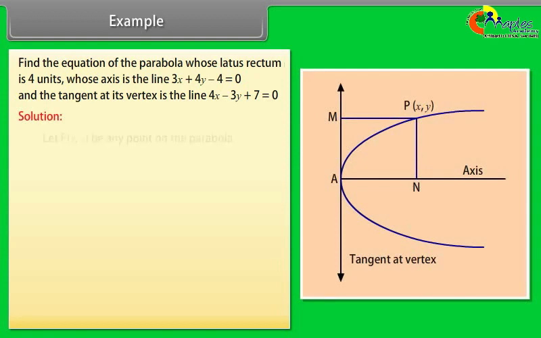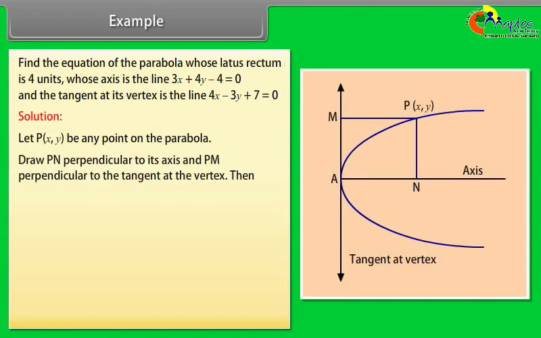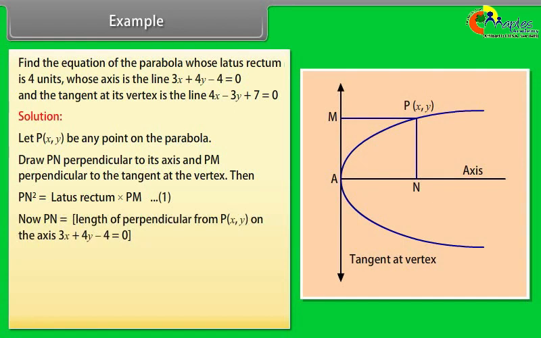Solution: let P(x, y) be any point on the parabola, draw PN perpendicular to its axis and PM perpendicular to the tangent at the vertex. Then PN squared is equal to latus rectum into PM. That is equation 1. Now, PN is equal to the length of the perpendicular from P(x, y) on the axis 3x plus 4y minus 4 is equal to 0.